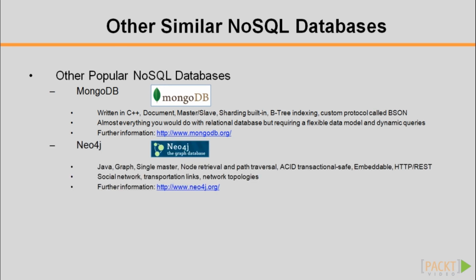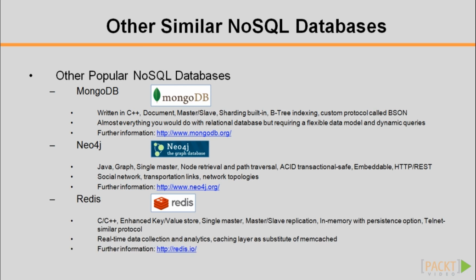Neo4j is a graph database written in Java with a single master distribution model. It supports node retrieval and path traversal and is ACID transactional safe. Its protocol is based on HTTP over REST. It's very good at modeling social network, transportation links, and network topology kind of data.